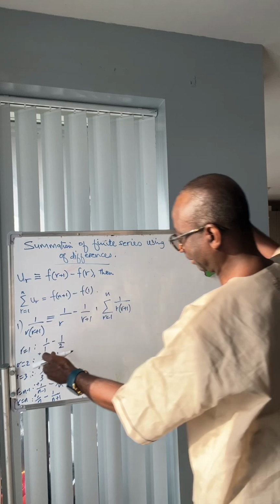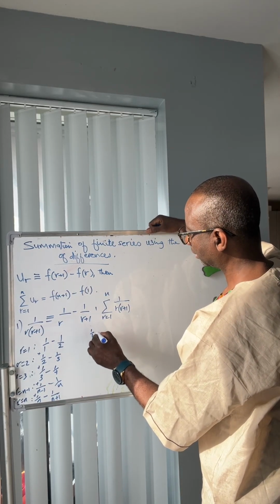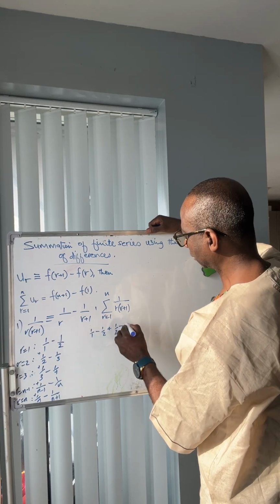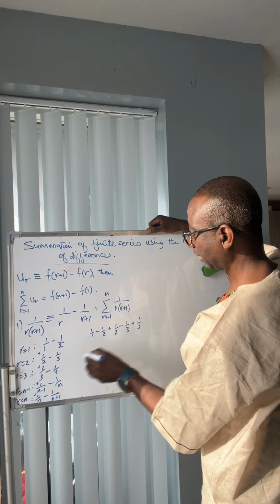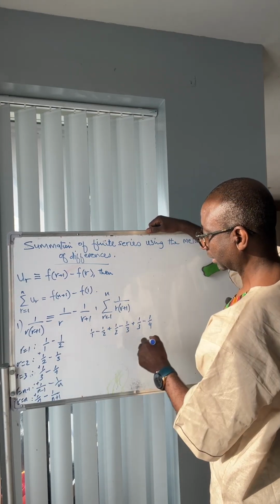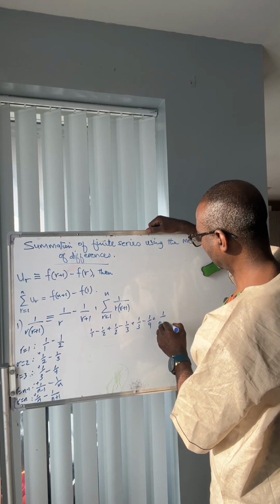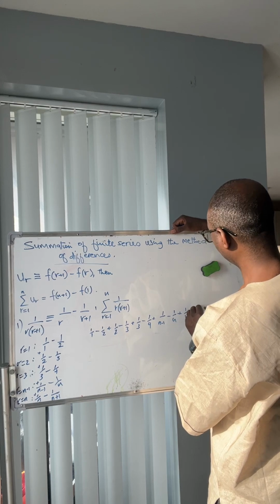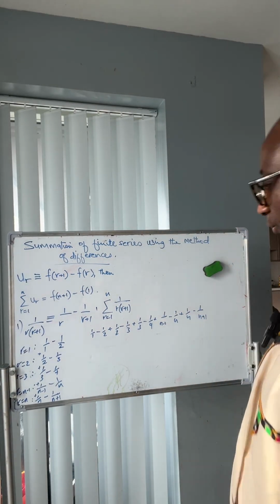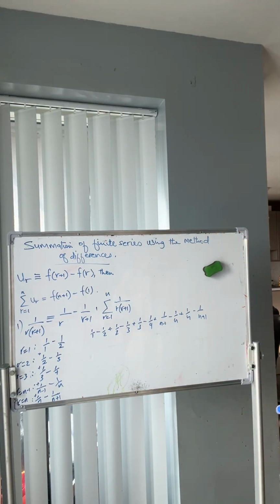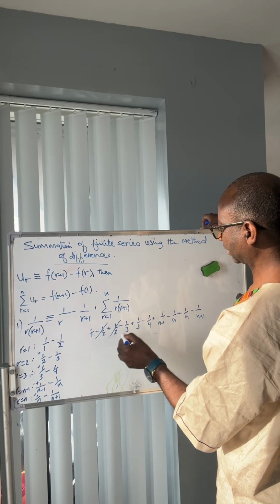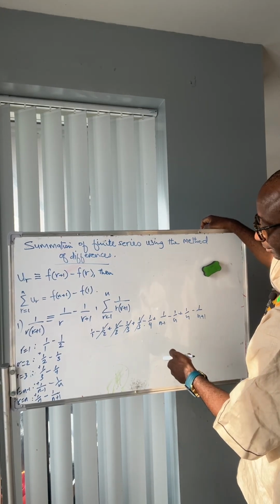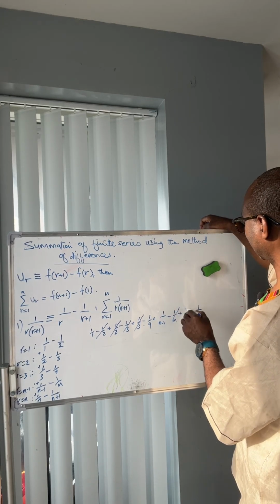If you want to see what is happening here, you will have 1 over 1 minus 1 over 2, plus 1 over 2 minus 1 over 3, plus 1 over 3 minus 1 over 4, plus 1 over n minus 1 minus 1 over n, then plus 1 over n minus 1 over n plus 1. We're adding everything, the summation of the series. You can see that this cancels this, minus 1/4 plus 1/4.